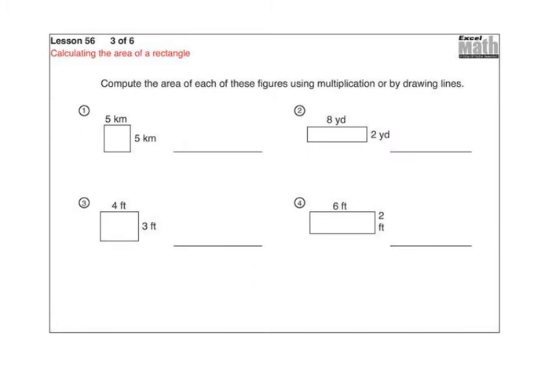All right, numbers 1, 2, 3, and 4. Here we go. We're going to do this first one together. How do we find the area of this shape? Well, this side is 5 and that side is 5. So to find the area of the square, we're going to multiply one side times the other. So we're going to write 5 times 5. And the answer is 25. Don't forget to put square kilometers. Remember, these are not kilometers. They're little squares on the inside of this shape.